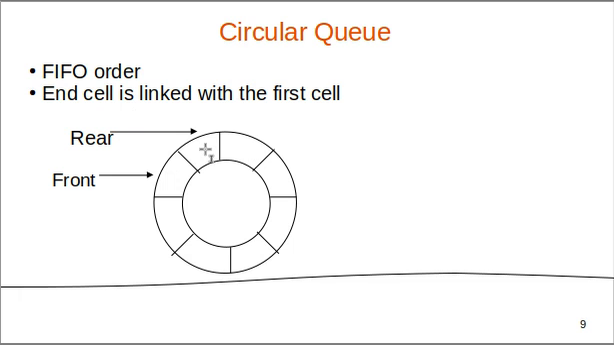After the end cell, it is linked to the first cell. So if the first cell is free and the rear cell is full, and we want to enter another item, we can enter at this position. This is the only difference with the circular queue. So rear will go from the last to the first cell. Otherwise everything is the same in the circular queue as in a queue.